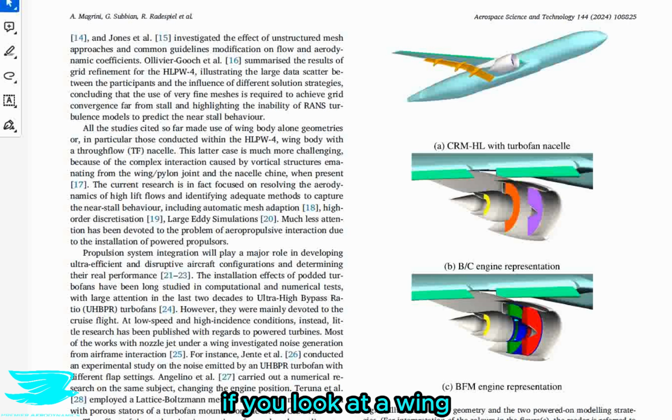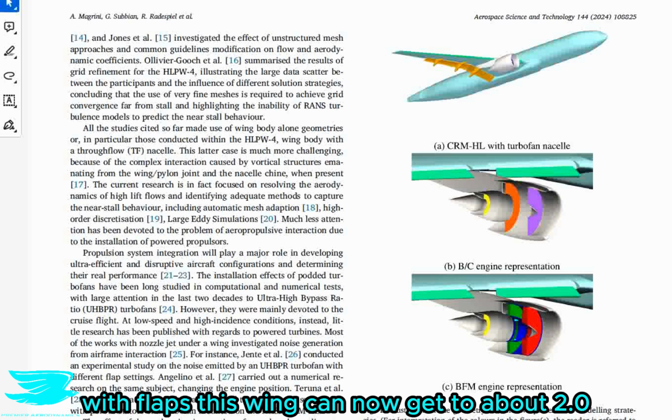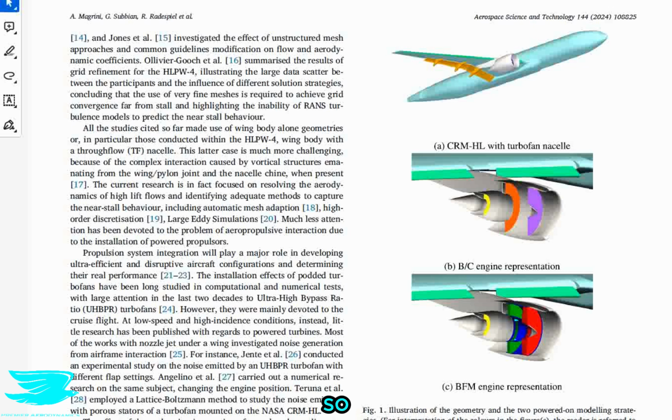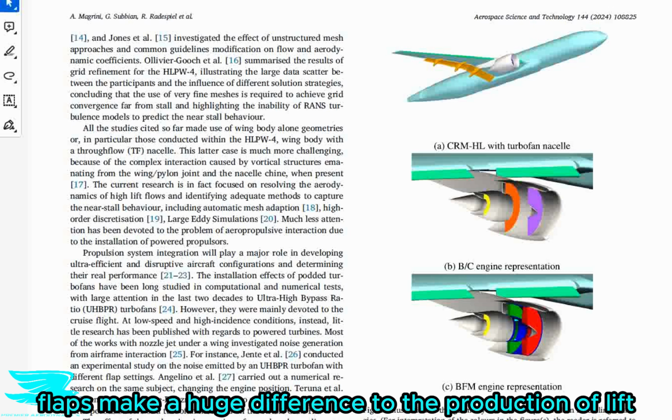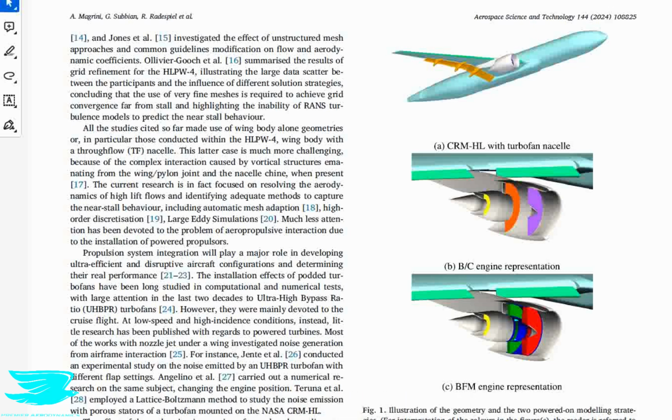So if you look at a wing that can only really produce a lift coefficient of, let's say, 1.2 without flaps, with flaps this wing can now get to about 2.0, 2.5, even higher. So flaps make a huge difference to the production of lift of the wing.